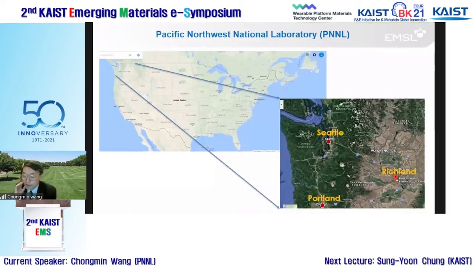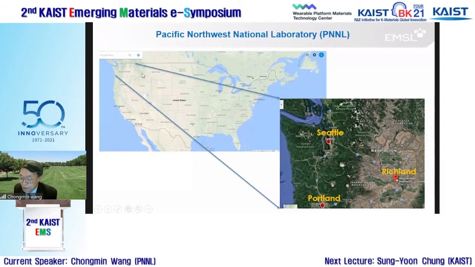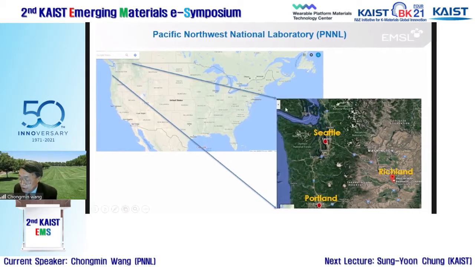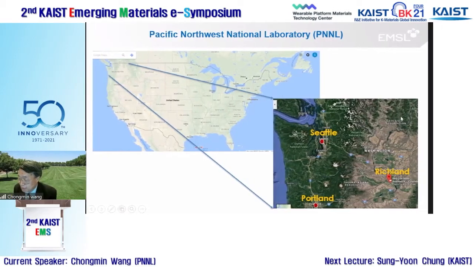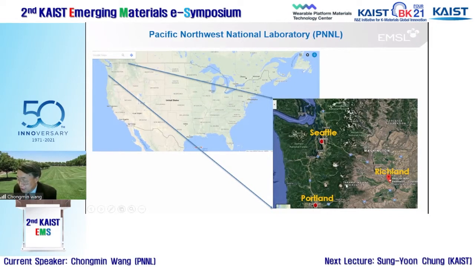First of all, just to mention where we are. This is a map of Washington State from Google. If you magnify this map, you can see we are in Richland, with Seattle here and Portland here forming a triangle. We are in the desert area, in this position.